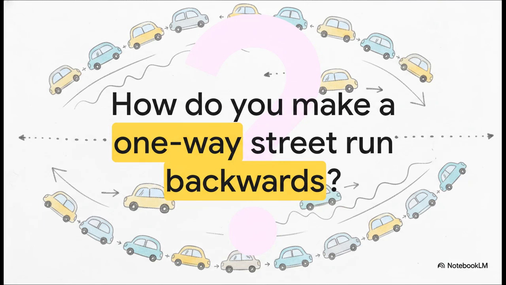So here's a cool way to think about it. A linked list is basically a one-way street for your data. Each car, or node, only knows about the car directly in front of it. So the big question is, how do you get all that traffic to flow in the complete opposite direction without causing a total mess? That's the puzzle we're solving today.